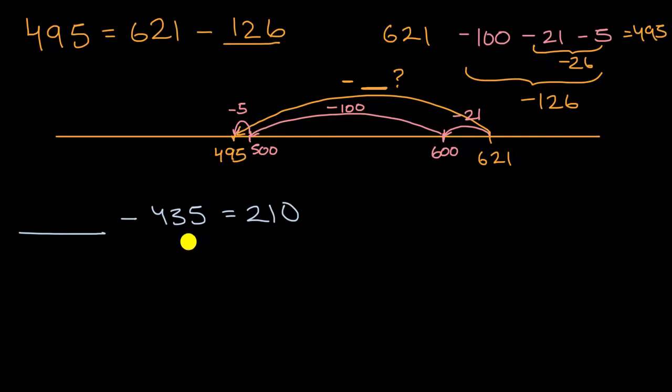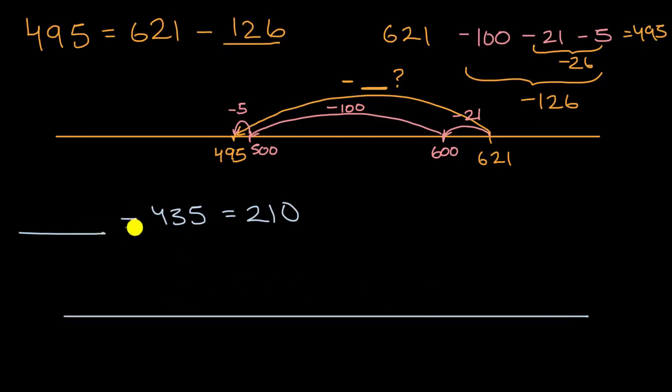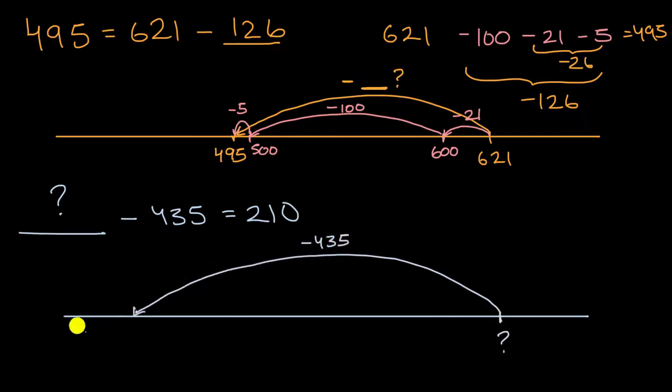But as always, it's useful to draw this on a number line just to make sure we're thinking about things in a reasonable way. So we're going to start at blank, take out 435, and then we're going to get to 210. So we're starting here. Maybe I'll put a question mark there so we know that point. We are subtracting 435. So that's minus 435. And we are getting to 210. So to figure out blank, we could go the other way around. We could start at 210 and then just add 435.